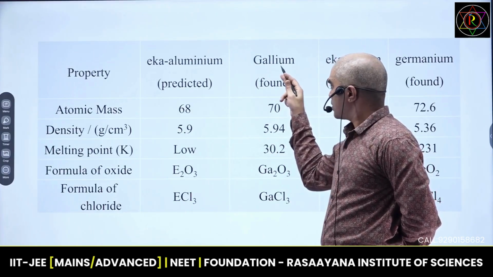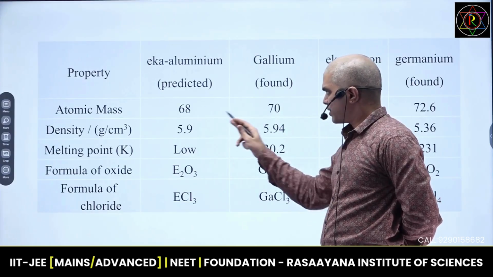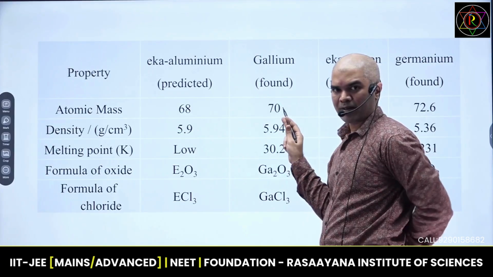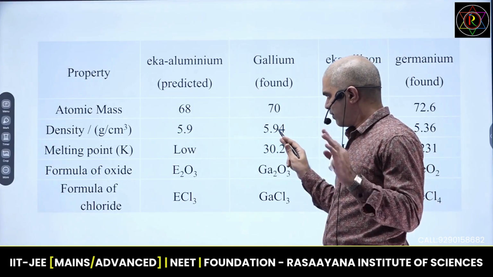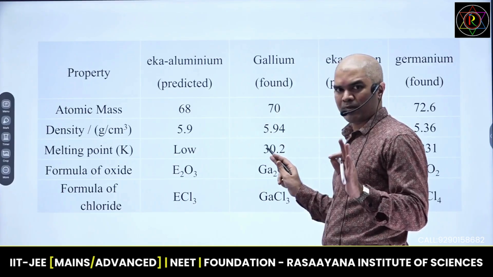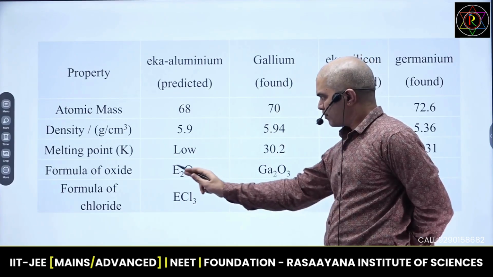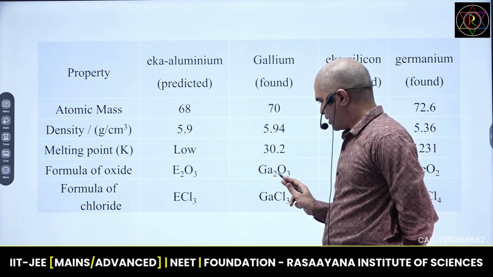And once the element was discovered, gallium, you can see its atomic mass is very close. 68 predicted, it was 70. 2 units difference. Density 5.9, it is 5.94, very close. Melting point, he said low. It is about 302 Kelvin, very low. And it forms an oxide called E2O3. Gallium oxide, you can find, Ga2O3.